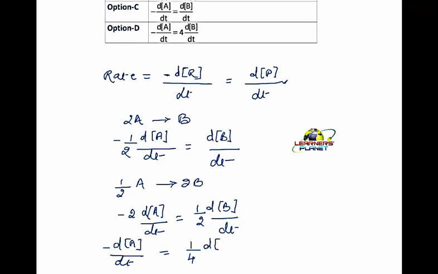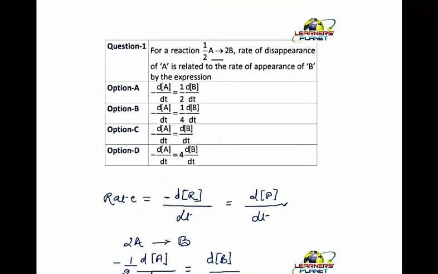Right? Now let's check out for the answer. This is minus. Now let's see how it is related. It is related as minus of dA by dt is equal to 1 by 4 dB by dt. Got my point? So what is our answer over here? It is minus dA by dt is equal to 1 by 4 dB by dt.